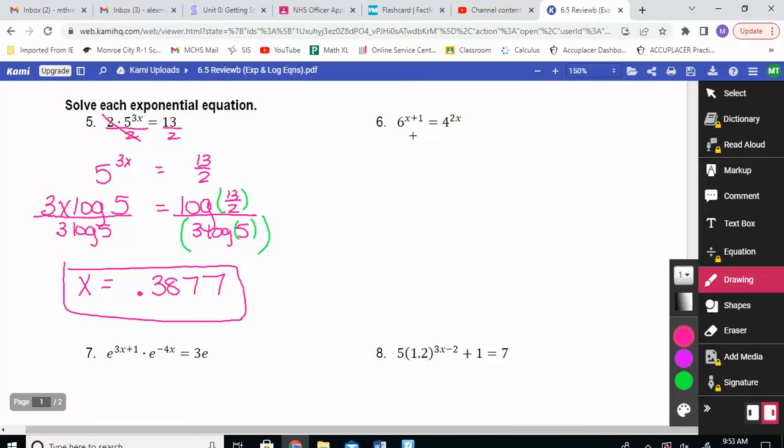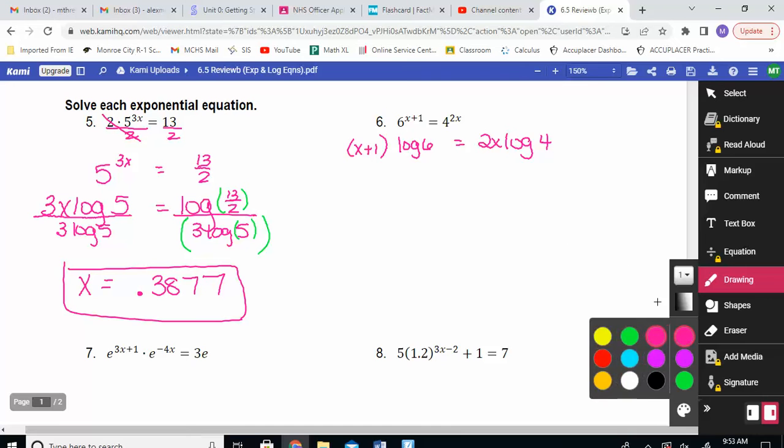Number 6. These were the longer ones. What do I do? When you do that, the x plus 1 comes down in front. Log of 2x out in front. So I have more than one x here. We need to first distribute that log.